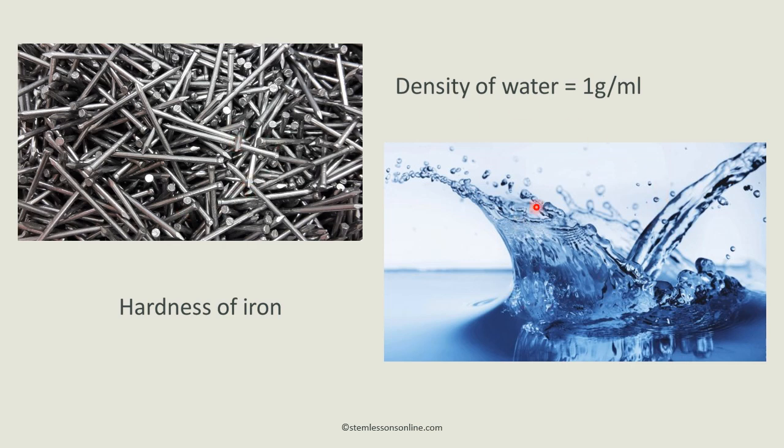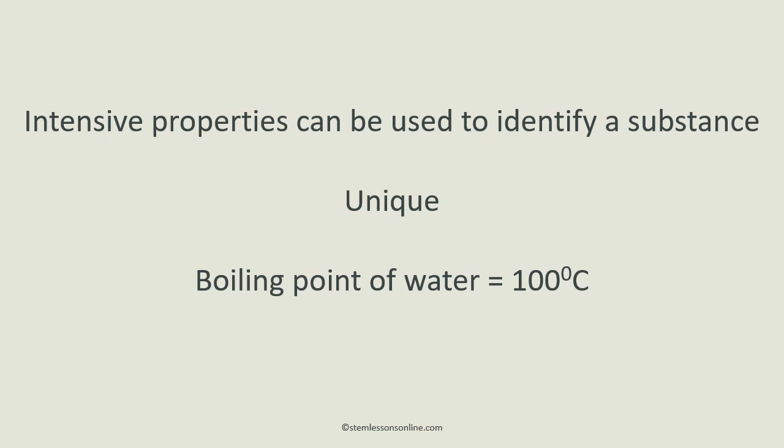Similar to that, density of water. Density of water is not going to change if it is 1 liter of water or if it is 10 liters of water. The density of pure water is always 1 gram per milliliter. Thus, intensive properties can be used to identify a substance. It is unique to that substance. Say for example again, boiling point of water is 100 degrees Celsius for pure water. So if you know a substance is boiling at 100 degrees Celsius, you can identify that substance as pure water.